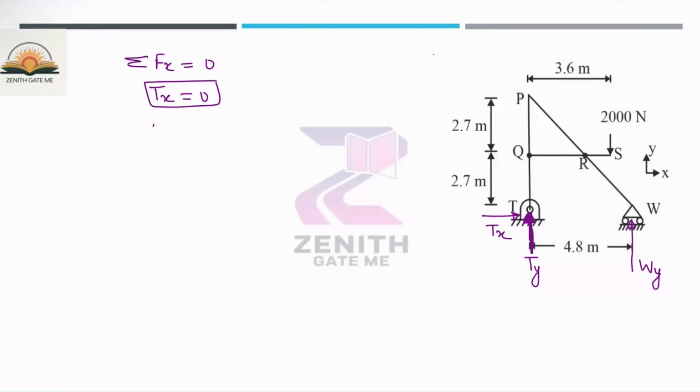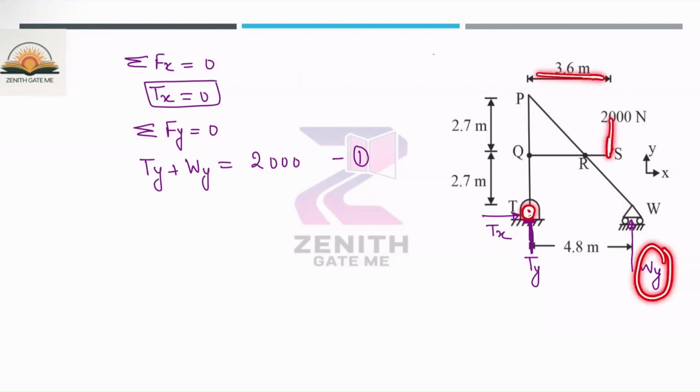Now the next equilibrium equation is summation of force in y direction equals 0. What are the forces acting in the y direction? One is this Ty and another is Wy, and the 2000 Newton is acting downward. So can I write Ty plus Wy is equal to 2000? Let us suppose this is the first equation. Now the other equilibrium equation is that the moment about any point will be 0. So I will consider this point and take the moment about this point. This distance is given, this force is given. Now you can easily calculate Wy.